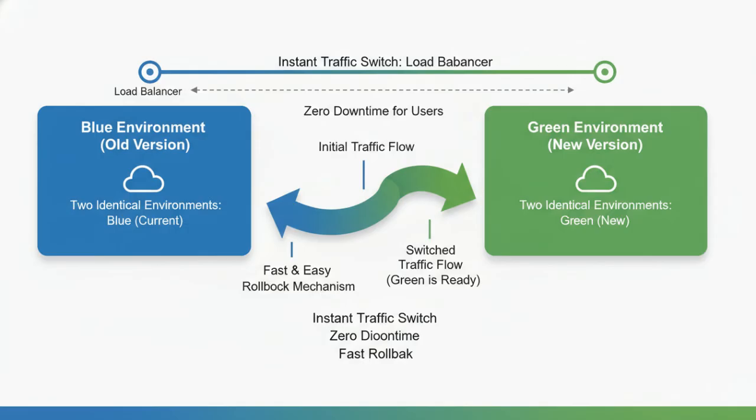Once the new green environment is fully tested and ready, you instantly switch all incoming network traffic from blue to green. This switch is typically handled at the load balancer level. The old blue environment is kept as a standby in case any issues arise with the green release, allowing for an immediate rollback by simply switching traffic back to blue.